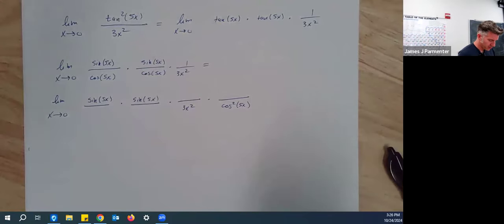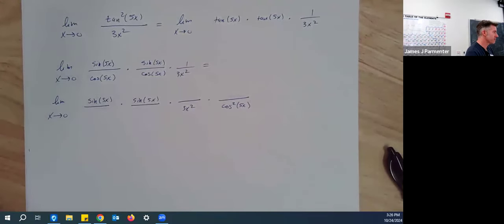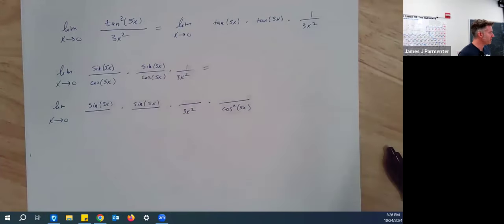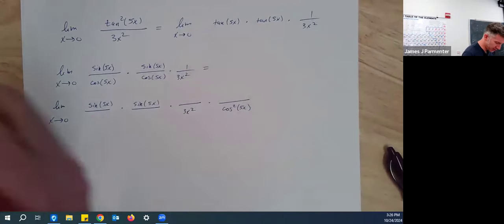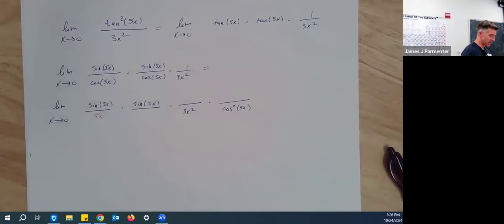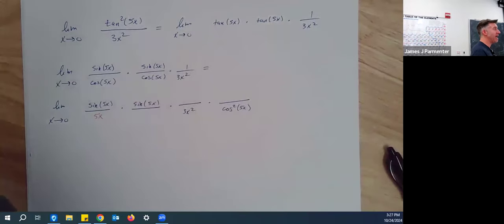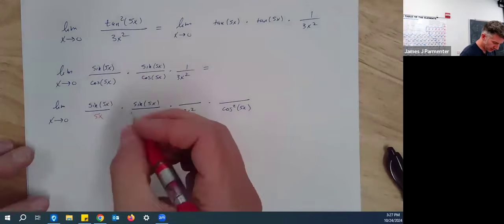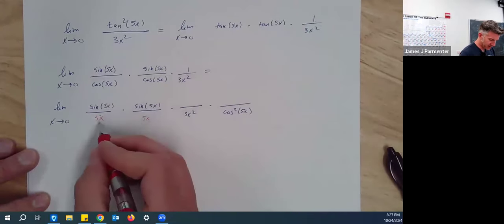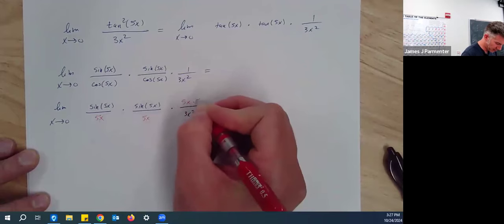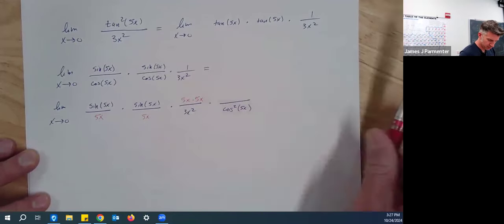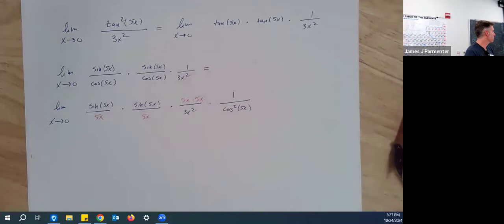Okay, just like before, what do I wish I had beneath sine of 5x? Everybody, what do I wish I had beneath sine of 5x? Right, I want the same thing that's inside the sine function. The argument of the sine function and the denominator need to be the same, and they have to be going to 0. Same deal here. If I put a 5x down there, I need a 5x up here and another 5x up here. And then I just put a 1 up here. Balanced, right? I divided by 5x twice and I multiplied by 5x twice.